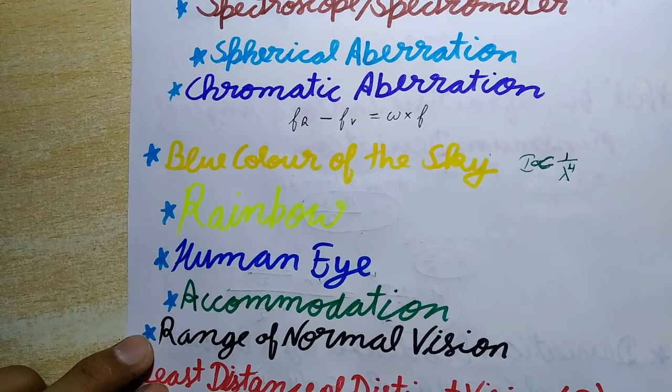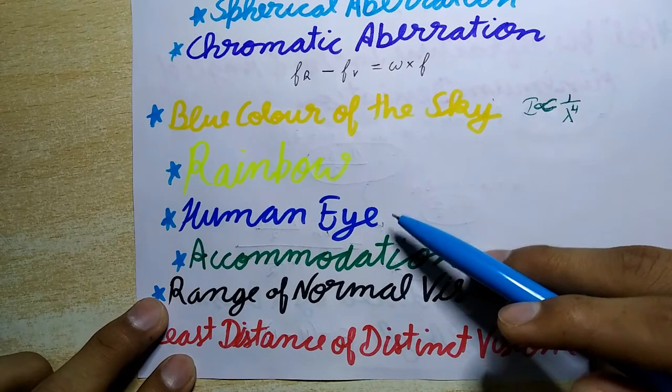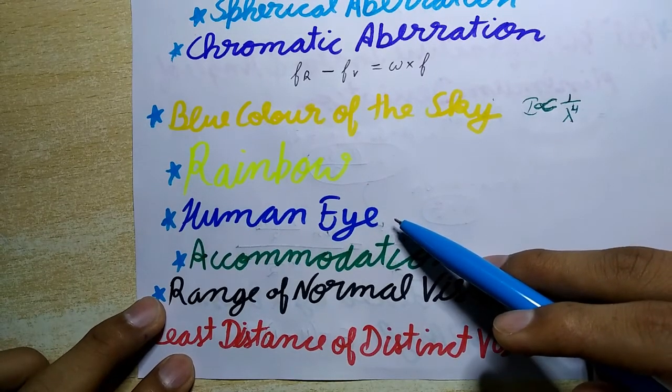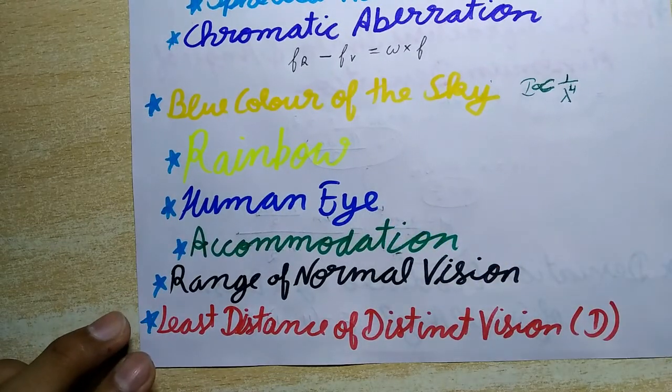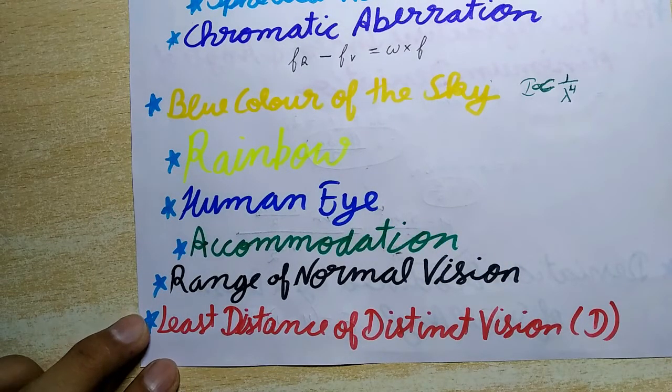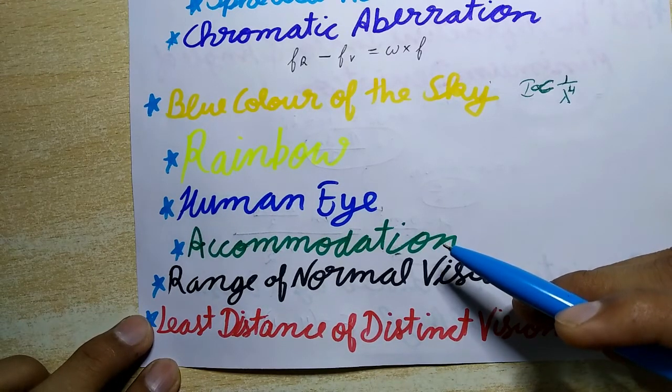So now next is human eye. You can click on the eye tab and watch a quick revision video of the human eye. It is the most important and sensitive organ. The essential parts of the human eye are iris, pupil, crystalline lens, ciliary muscle, aqueous humor and vitreous humor, and retina, etc. It is a convex lens of focal length about 2.5 centimeter.